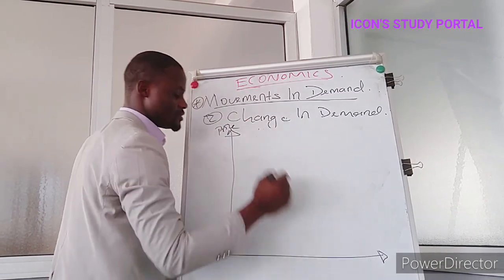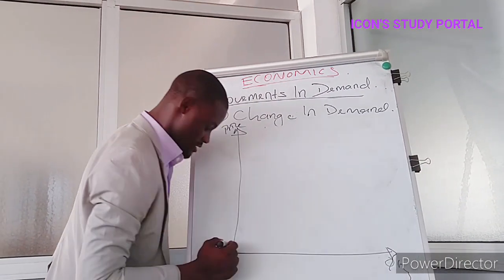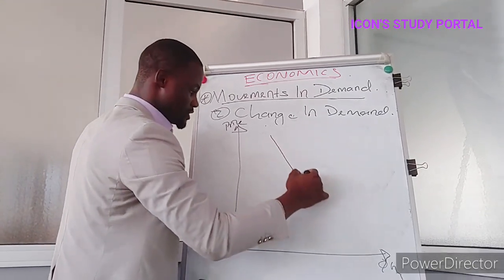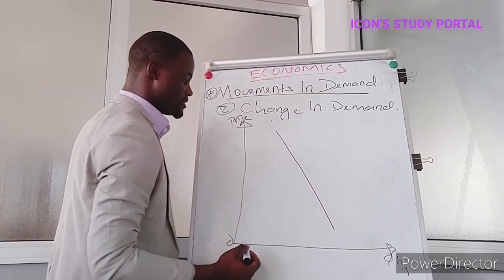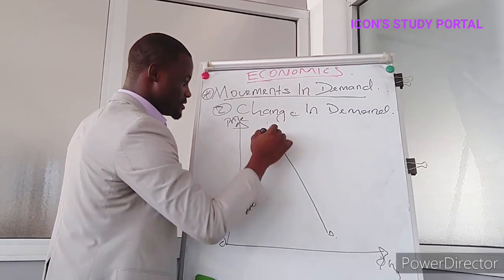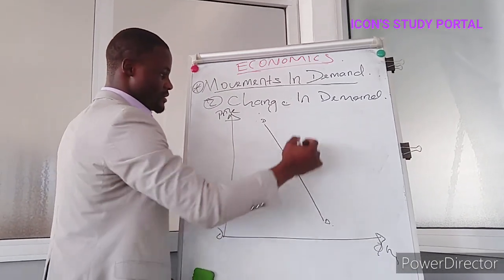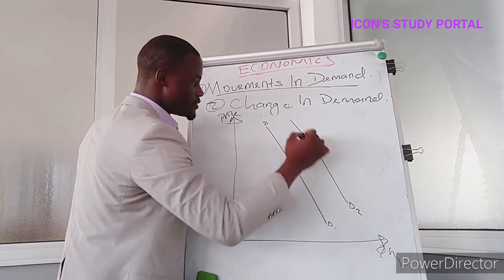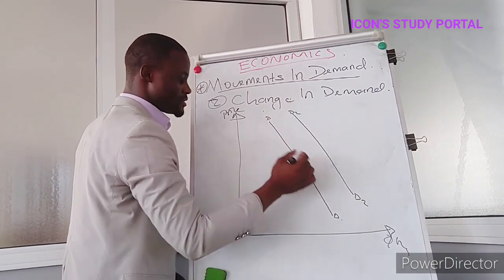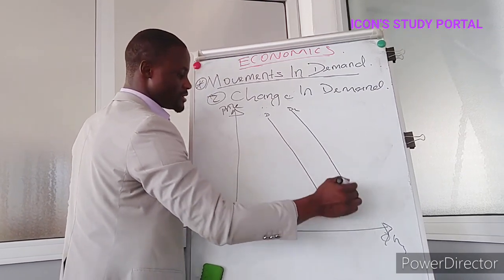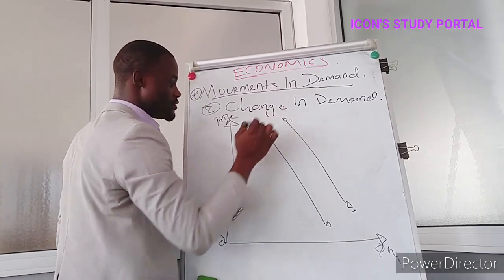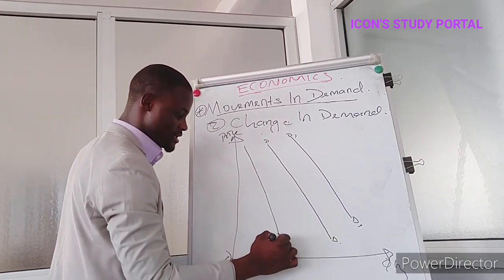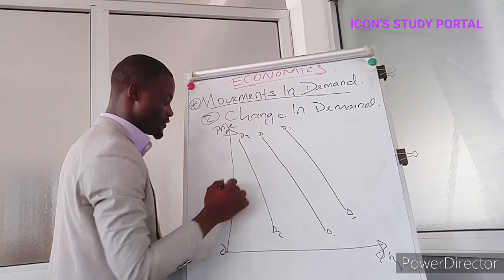Here we have price as usual, then we have quantity, and we have the demand curve DD. Now, this is our original demand curve, D. We have a complete shift to the right, you can call it D1, D1. We have a complete shift to the left, you can call it D2, D2.